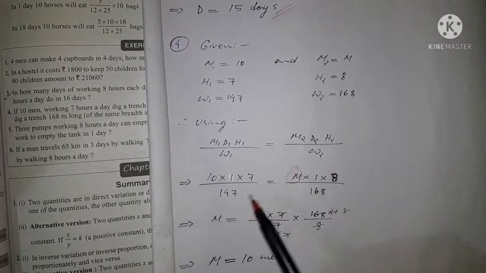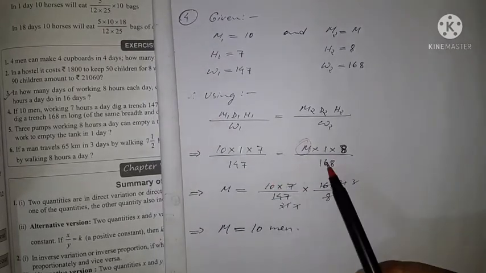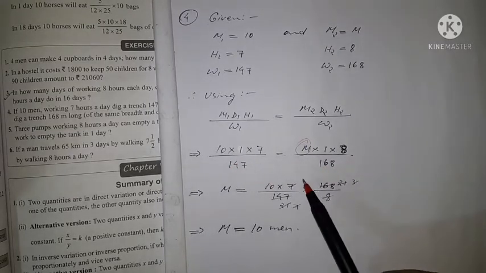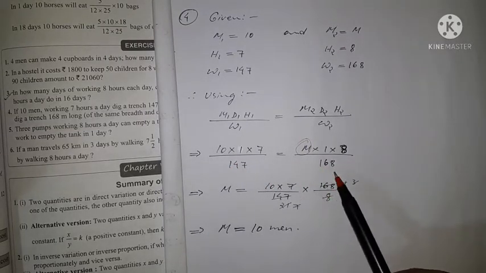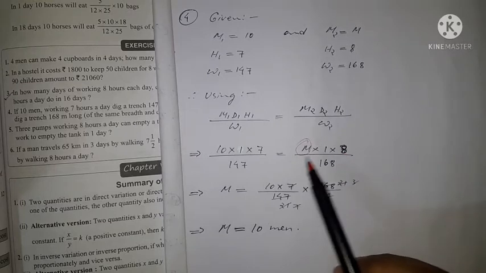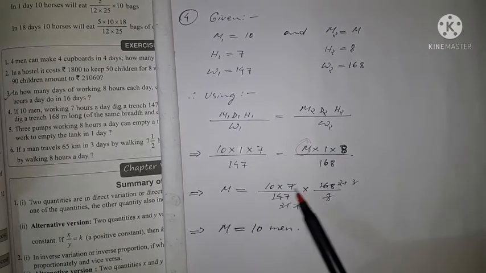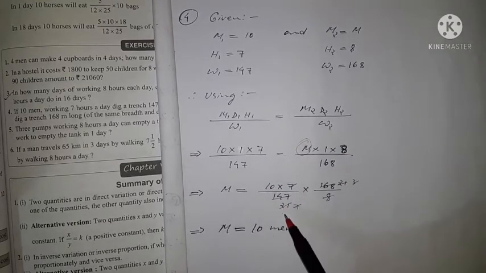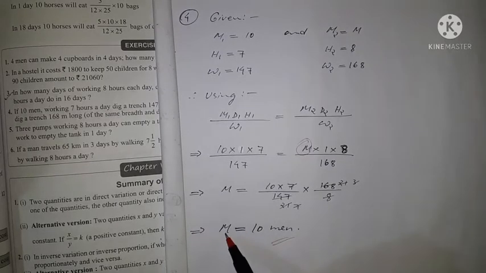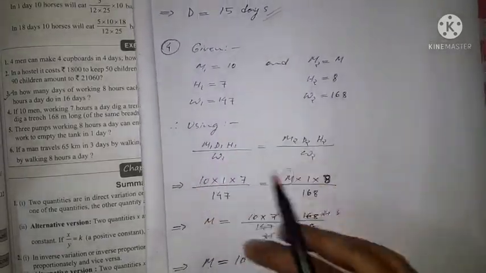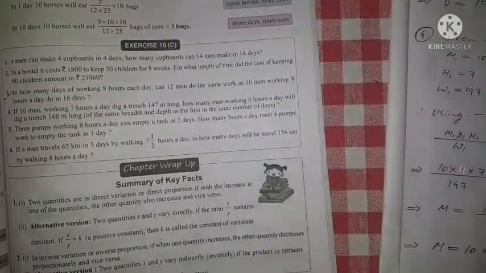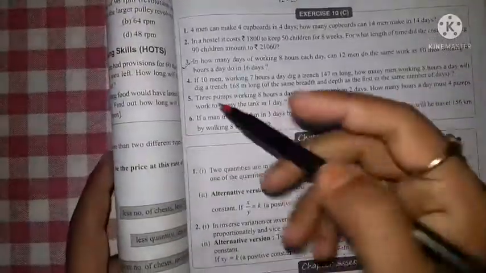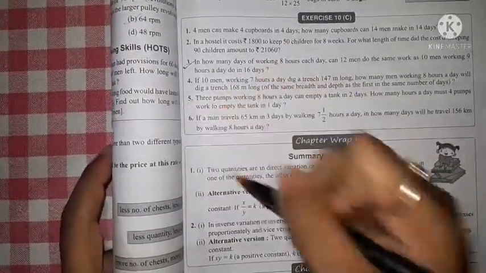So this 8 comes to the other side, and this 168 also we send to the other side. It will cross multiply, this 168 will go up and this 8 will come down. After cancelling we will get the value of M as 10. Since M is the number of men, the number of men is 10. It is very easy to find the answer using this formula. So using this formula you can find 5 and 6 by yourself.